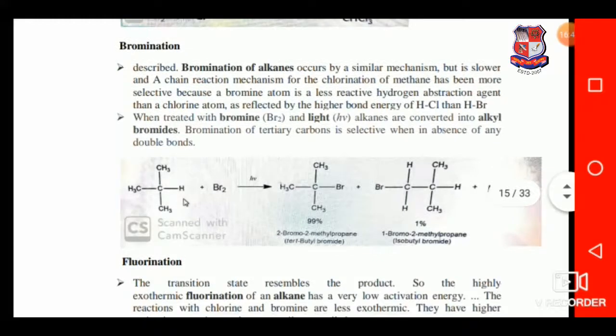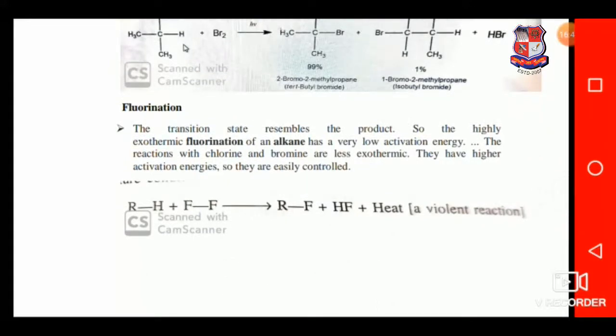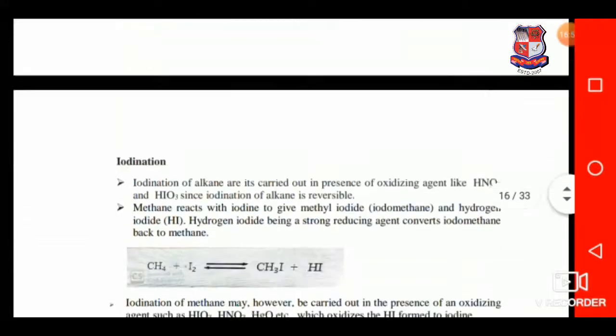Bromination of alkanes involves the same mechanism as discussed previously. We can apply the same mechanism to fluorination as well.